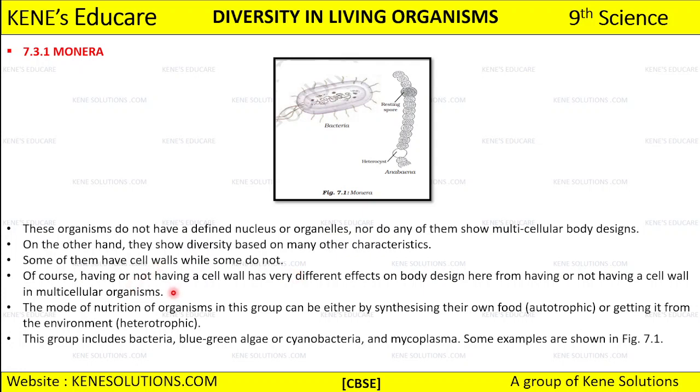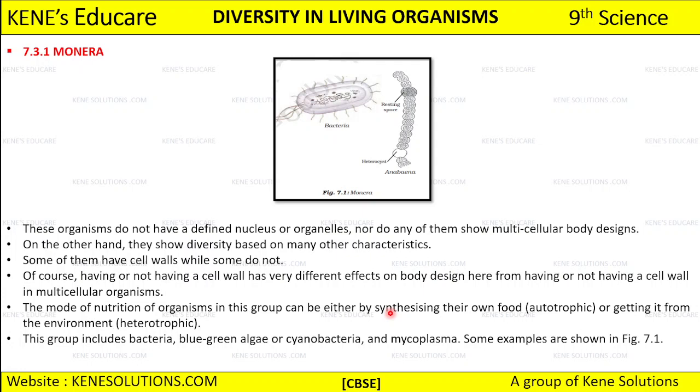So after that, the mode of nutrition of the organisms in this group can be either synthesizing their own food through the process of photosynthesis, and if they are synthesizing their own food, then we call them autotrophs. And if they are getting their food from the environment, meaning they are dependent on plants or on other animals for their food, then we call them heterotrophic. So the mode of nutrition can either be autotrophic or heterotrophic.